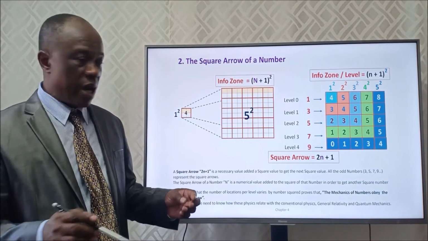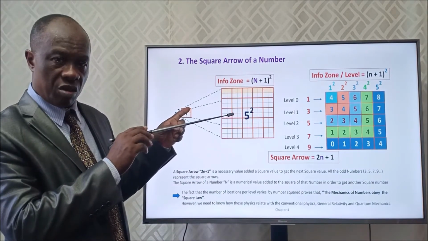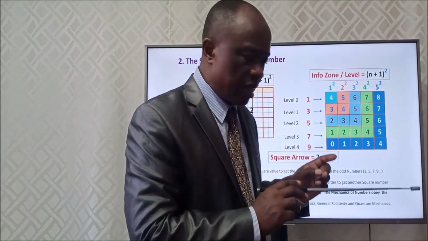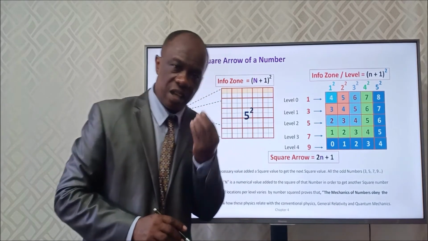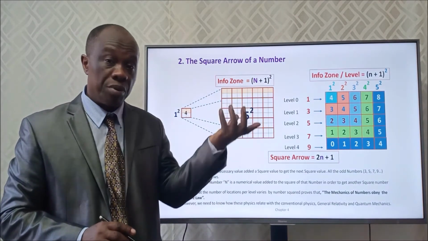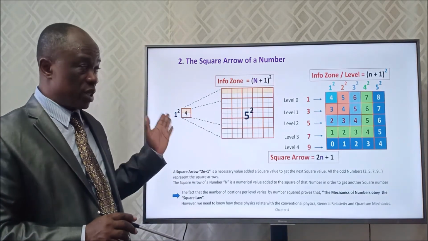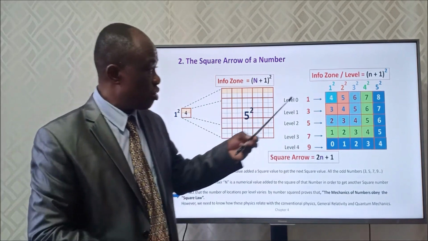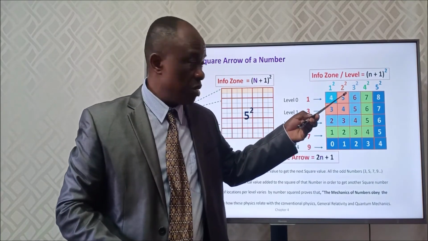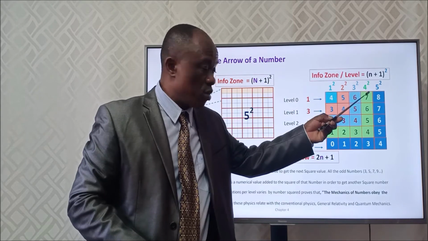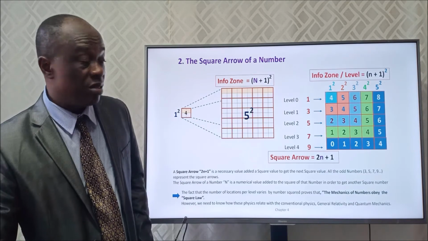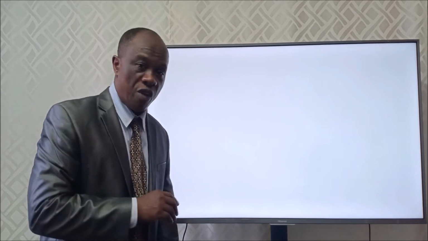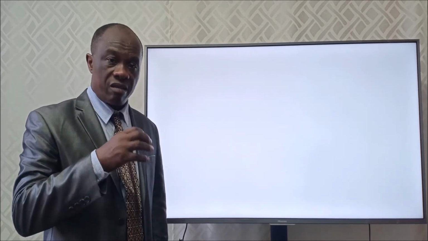Now, why are we doing this? Because we have to understand that numbers are very strict. They don't accept a leap, meaning a jump. To go from 1 square to 5 square, you have to pass through all the values between, meaning 2 square, 3 square, 4 square. And because of this, we say that numbers obey the square law. So the mechanics of numbers obey the square law.